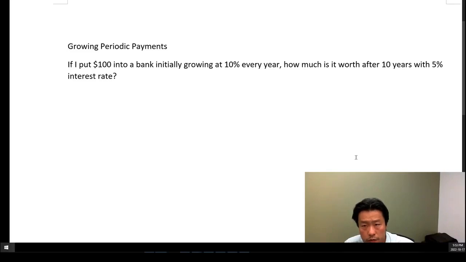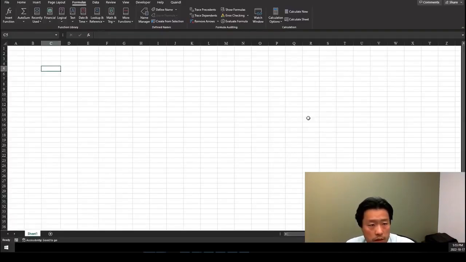Let's work on the future value of growing annuity today with Excel. For example, this question: if I put 100 into a bank initially, growing at 10% every year, how much is it worth after 10 years with 5% interest rate?